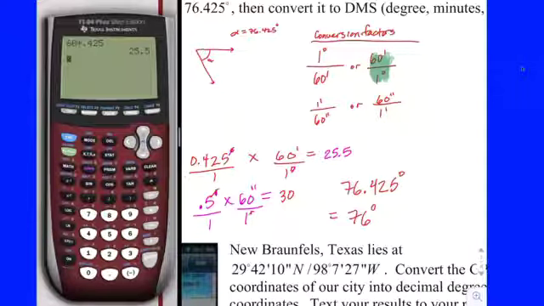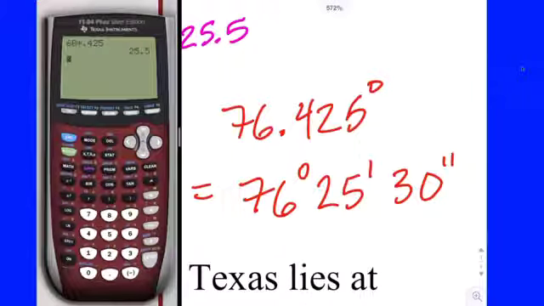The units almost become the separation there. 76 full degrees, 25 full minutes, and then 30 full seconds, okay? And there it is. So you can read it as 76, 25, 30.